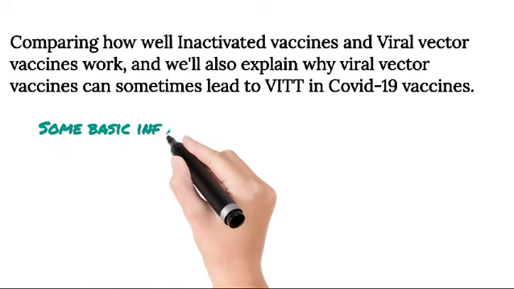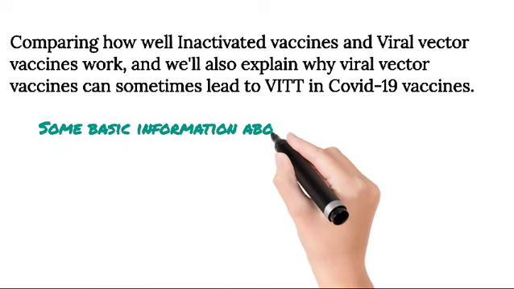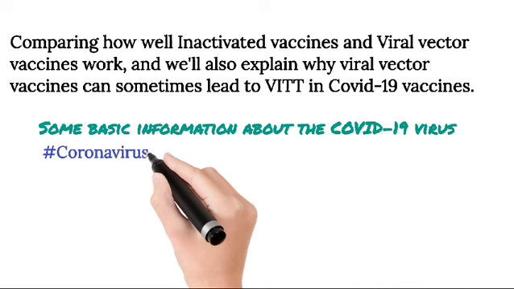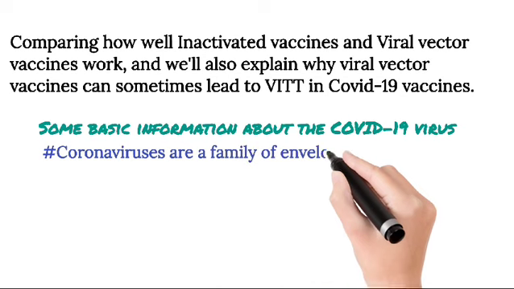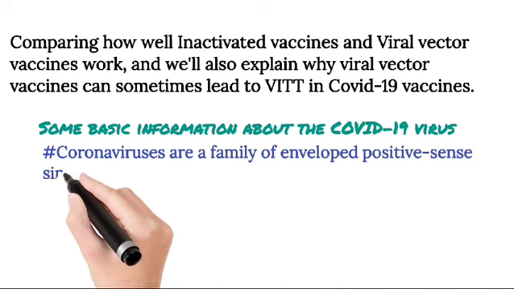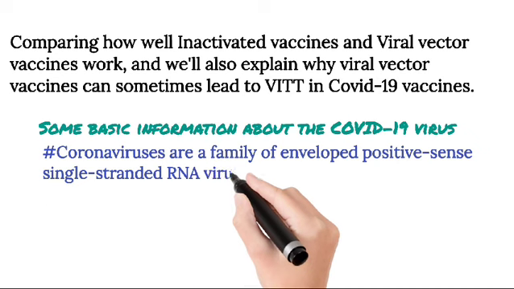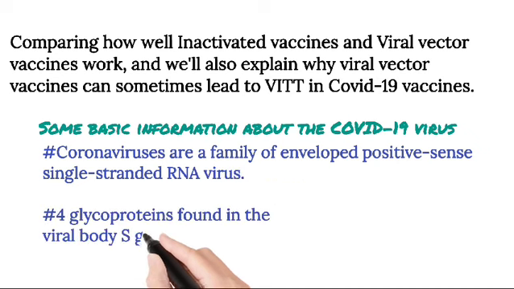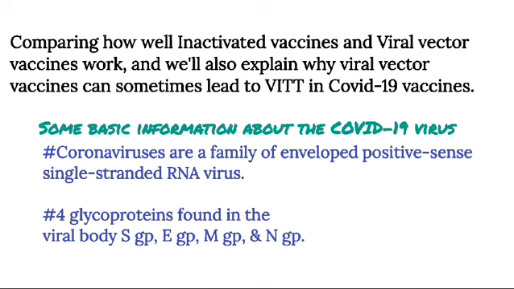Before we delve into the topic, let's grasp some basic information about the COVID-19 virus. Coronaviruses are a family of enveloped positive single-stranded RNA viruses. There are 4 types of glycoproteins found in the viral body, and they are the main structural proteins of this virus. They are spike glycoprotein, tiny envelope glycoprotein, membrane glycoprotein, and nucleocapsid glycoprotein.